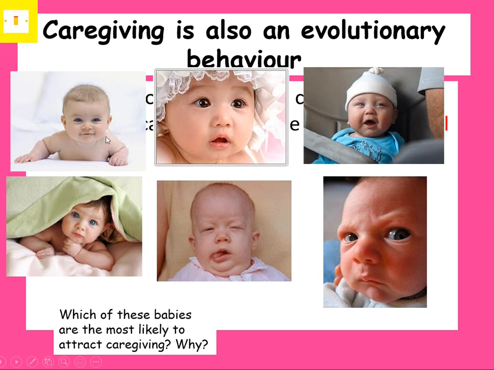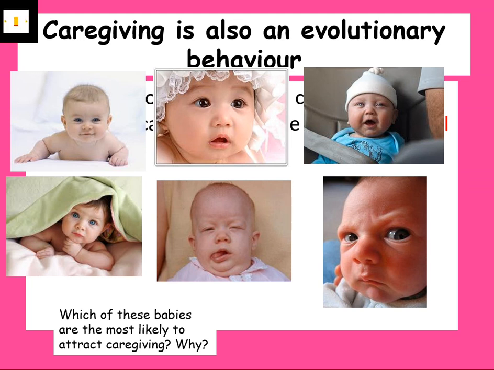Again, we've got a smile here from this baby, and here we've got some kind of smile and sort of interaction. So who are the most likely to attract caregiving? Possibly these, maybe this one, because they look cute. These are called social releases. So they are features of a baby that make us want to care for them.